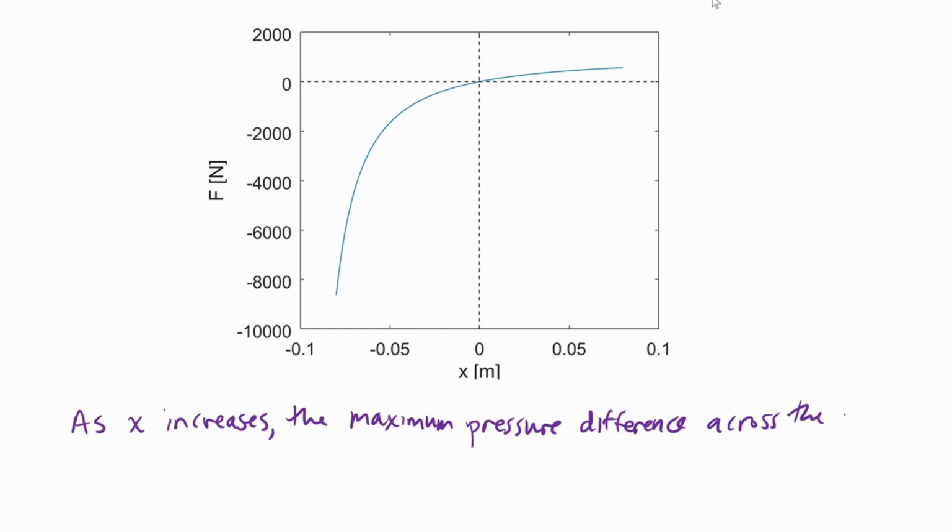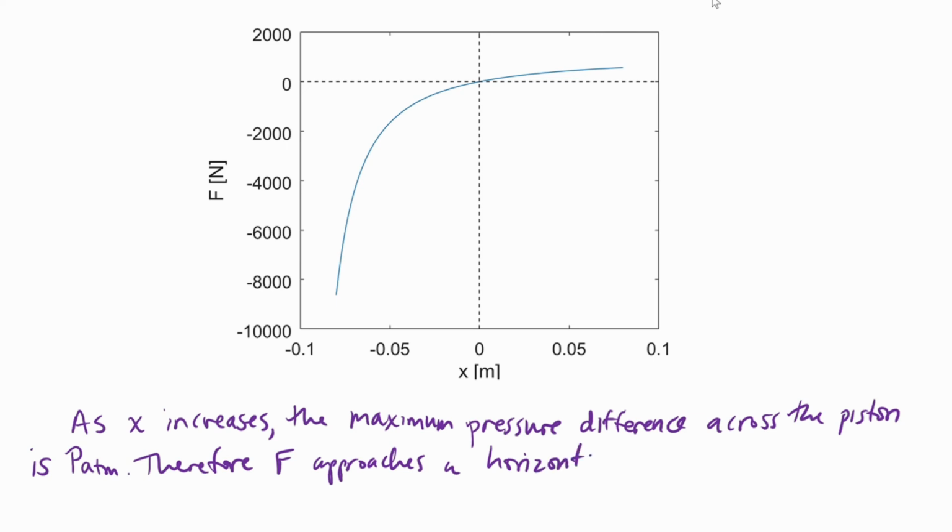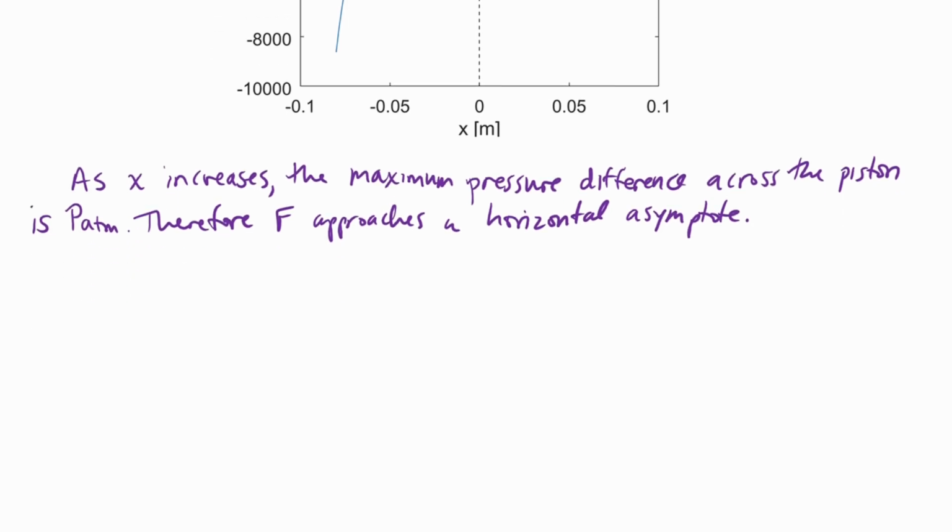As x increases, the maximum pressure difference across the piston is going to reach P atmosphere because the absolute pressure on the inside of the cylinder can never be less than 0. This implies that there is a maximum possible force that can be exerted with the volume in the increasing direction. So with x increasing, the pressure difference can only reach P atmosphere. For this reason, the force approaches a horizontal asymptote as the displacement increases.